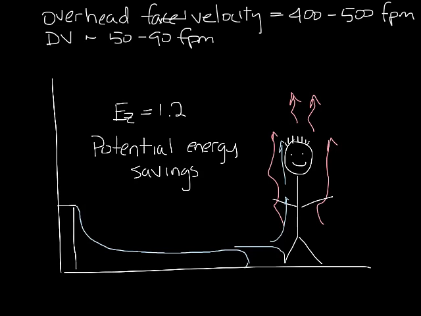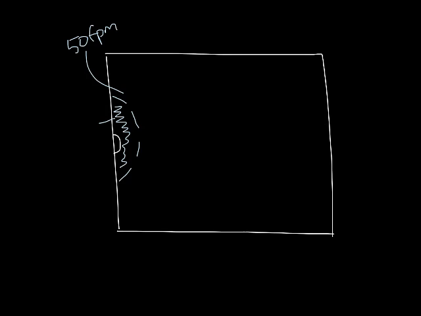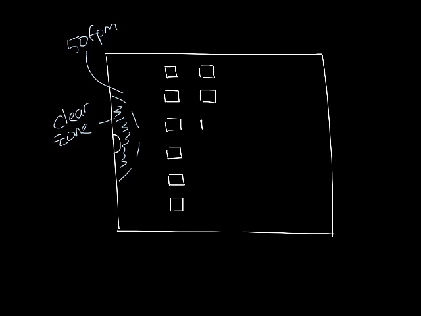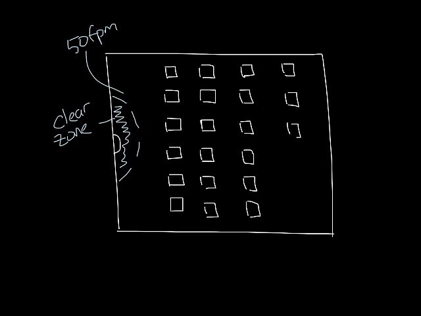Now you still have to remember that ASHRAE recommends no greater than 50 feet per minute in the occupied zone, so you'll have an area that can't be occupied. Let's look at a room with one diffuser here up front. The area where the velocity is greater than 50 feet per minute is called the clear zone. This is very important, especially when you think about schools, which I mentioned are doing a lot of displacement ventilation these days.